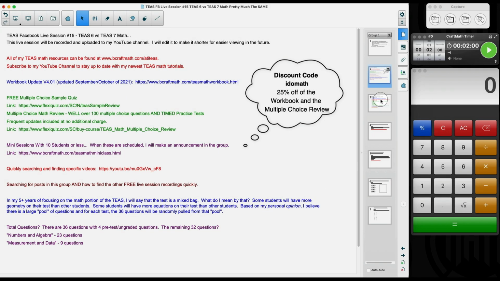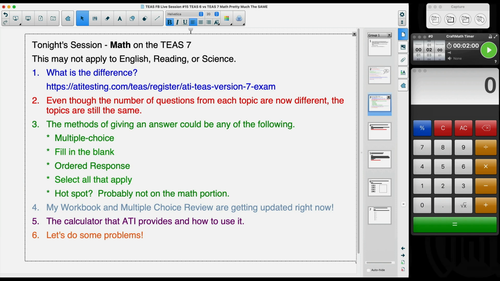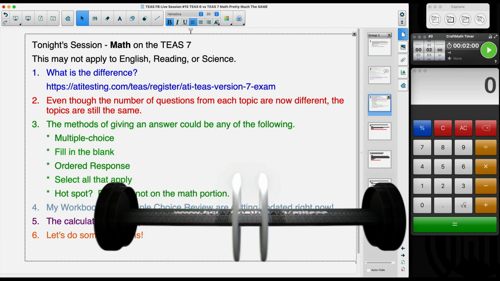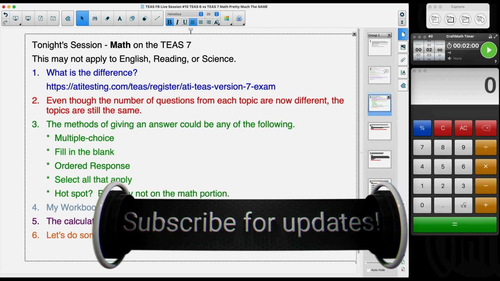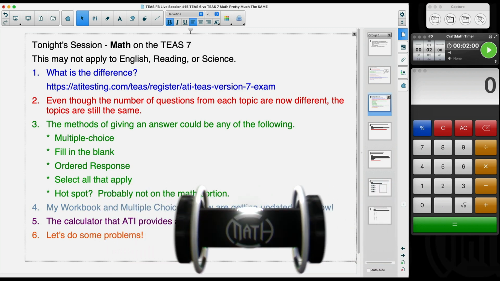T6, T7. If some of y'all are testing soon, when I say testing soon, that means taking the T6. Trust me, tonight is still going to be beneficial. The math is pretty much the same.